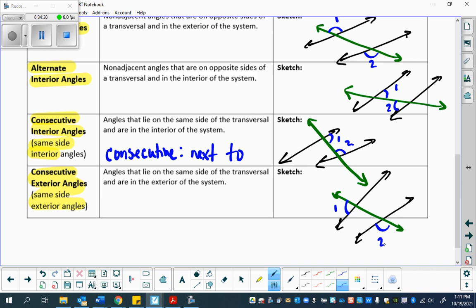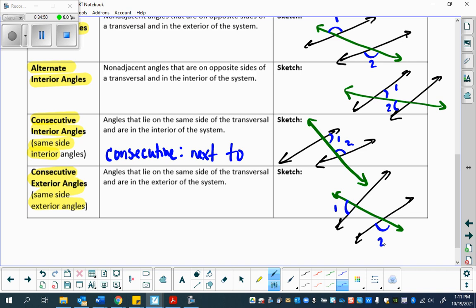Alternating exterior. Ethan, I heard it. How come? Because they're on alternate sides of both exterior angles. They're on alternating sides of the transversal and exterior. All right, here's my favorite.